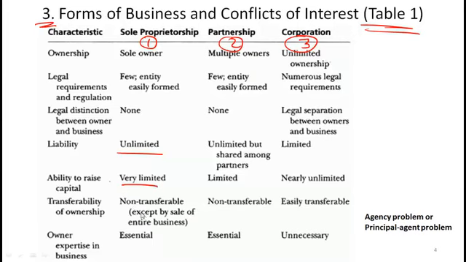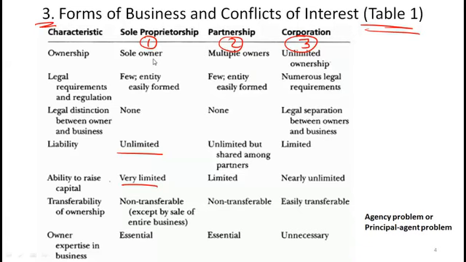Transferability of ownership. If I want to sell half my company, that's very hard. So I might sell the entire company if people want to buy it. So there is a bit of a transferability issue. And owner expertise in business, obviously it's essential. You can't run the business until you have the relevant expertise.